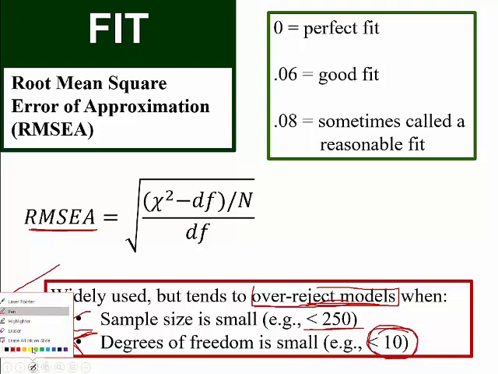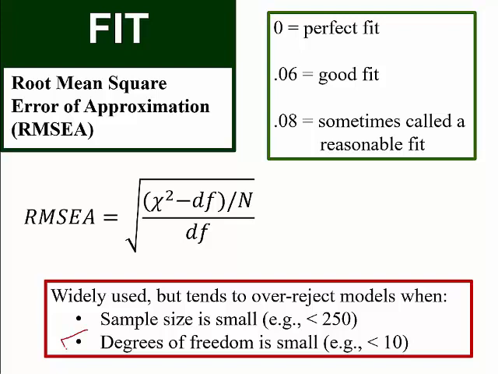So when you have models that aren't that big and you don't have that many degrees of freedom, and if you have small samples, this value tends to be a little bit high and it tends to over-reject models. So it's not always the best one to use, although it is actually one of the most widely used ones in spite of that.